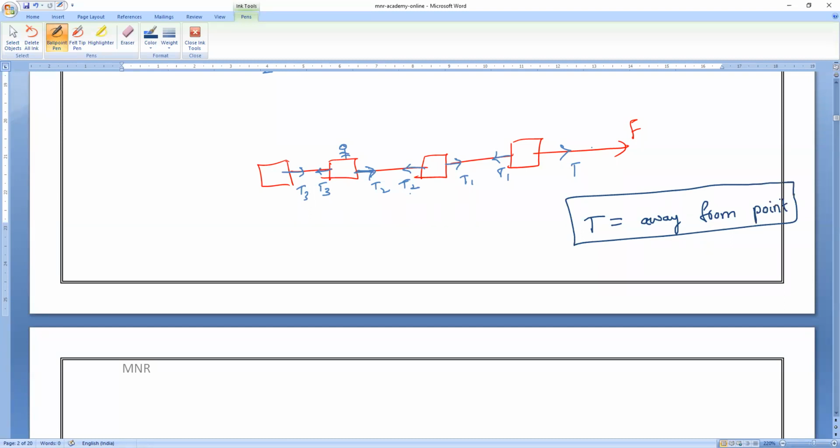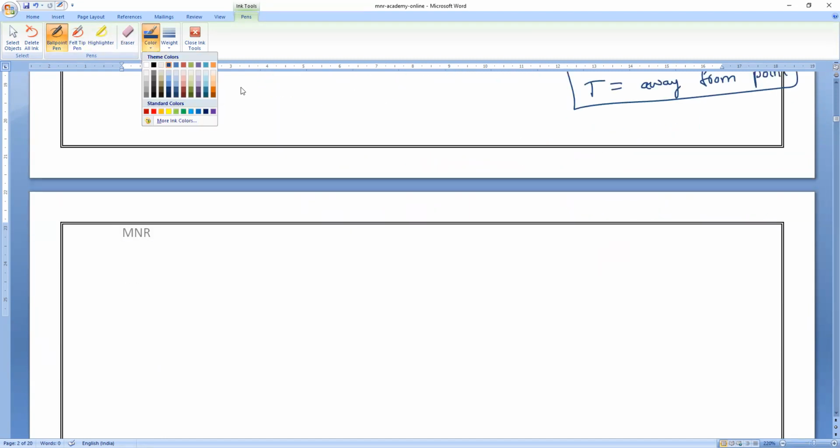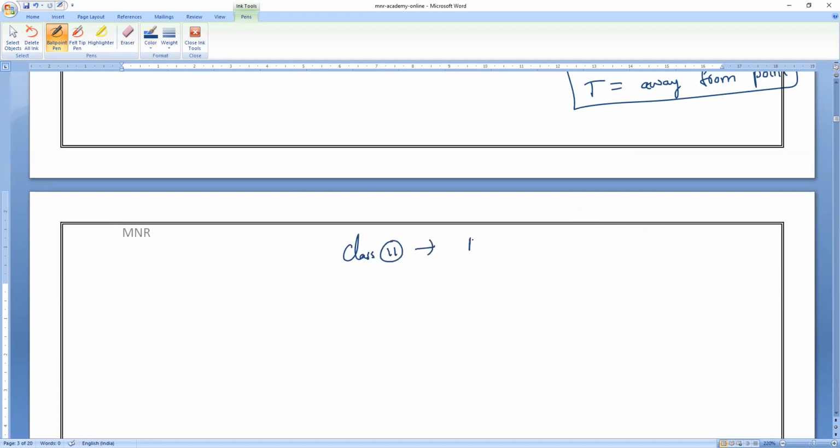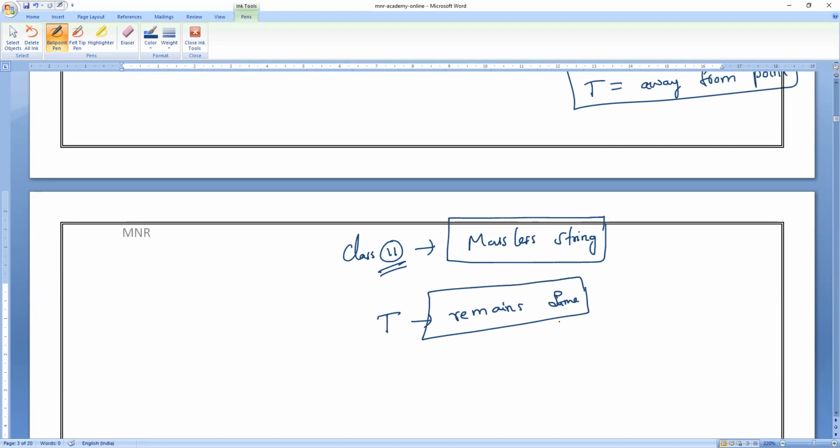Yesterday I taught you free body diagrams. We have to consider the entire body as a point mass. Am I right? Everybody? Yes, sir. You have to remember it. Whenever they give a string, according to your class 11 syllabus, always remember the string is considered a massless string, meaning negligible mass. Entire class 11, the string we will consider as a massless string. So in most cases, 90% of cases, T remains the same.